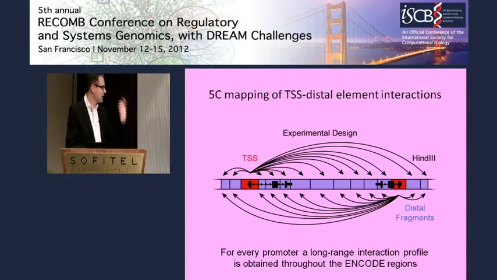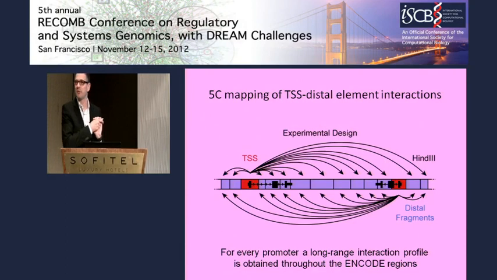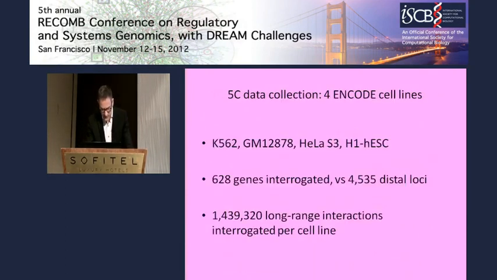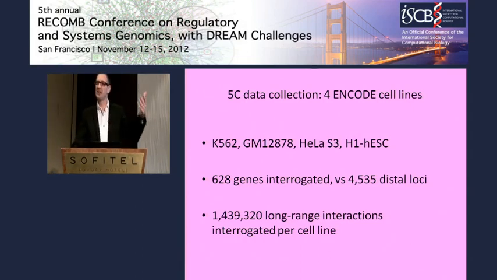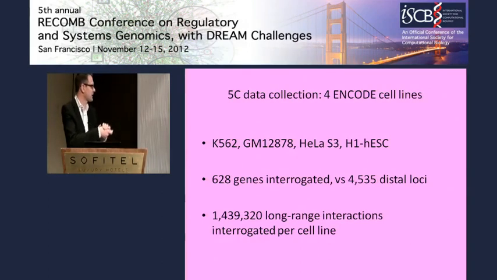So in a single experiment, we get an interaction profile for each gene with its flanking chromatin. And then we hope to find, for instance, a locus over here that would specifically interact with this transcription start site. We did this for 4 of the ENCODE cell lines: K562, GM12878, which is a lymphoblastoid line, HeLa, and human ES cells. As I said, we interrogated 628 genes versus a little over 4,500 distal sites tiling all through the 30 megabase. This seems like a relatively small experiment, but just by the nature of these types of interaction studies, the number of interactions you're interrogating per experiment is quite large.